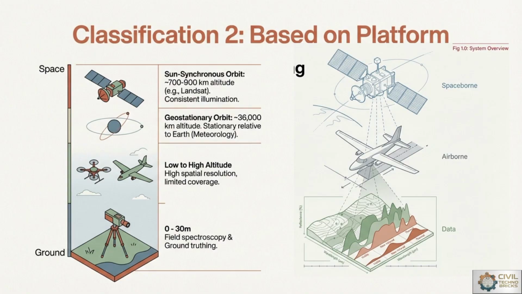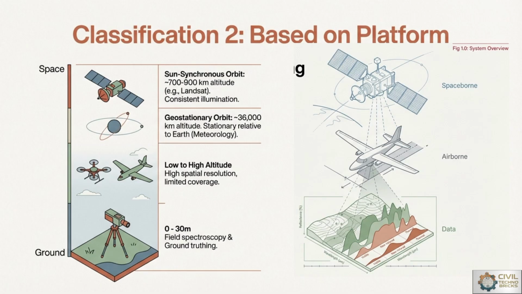Second one, classification, which is most important, on the basis of platform, that is from space to ground, which is divided from an orbital point of view or altitude point of view also. The data is on the earth's surface with reference to the geodetic curvature of the earth. The space-borne satellites are there, then airborne platforms, aerial vehicles or aircraft, or we can say drones are used, and data is on the earth's surface.